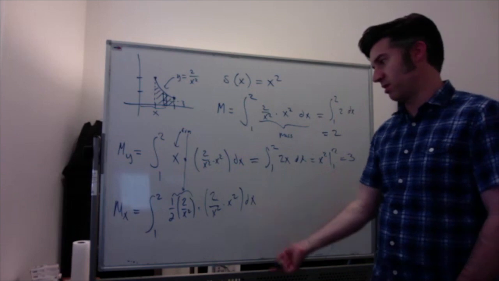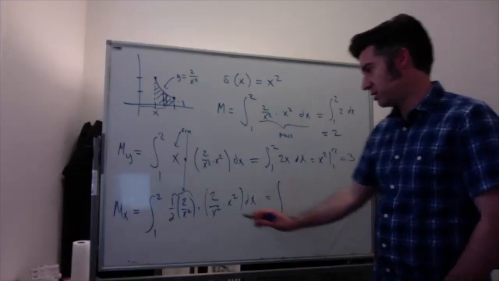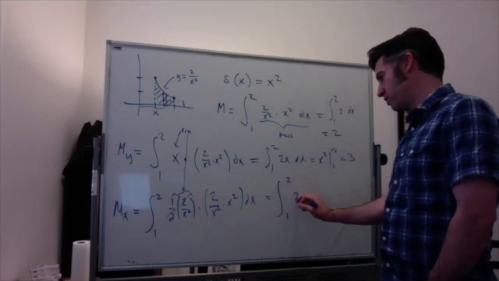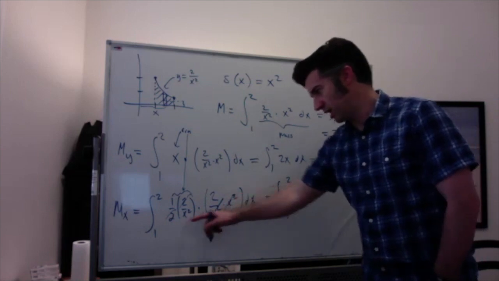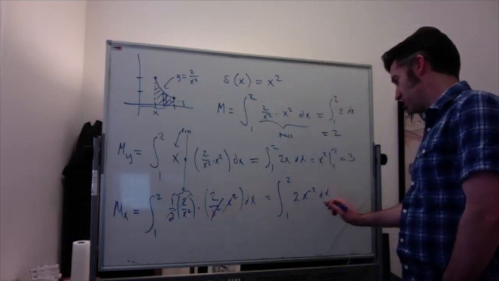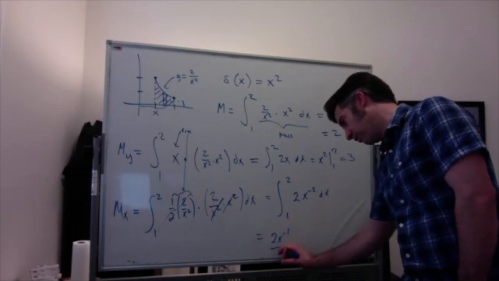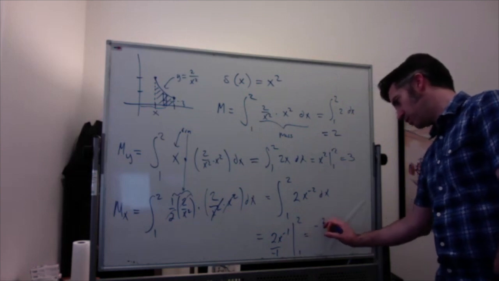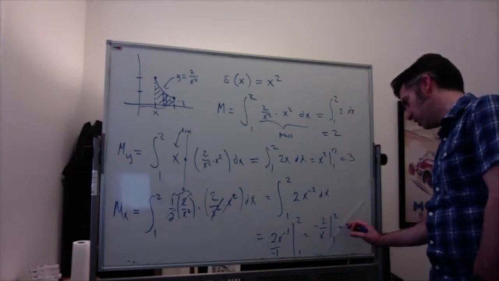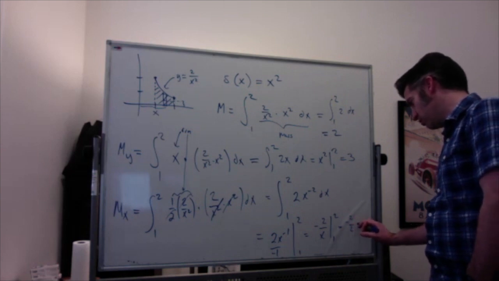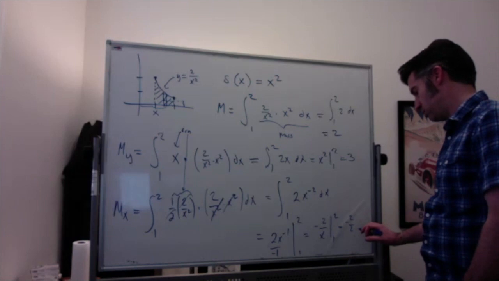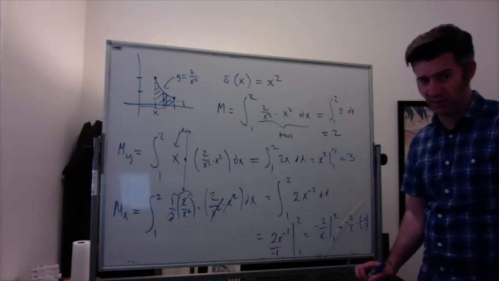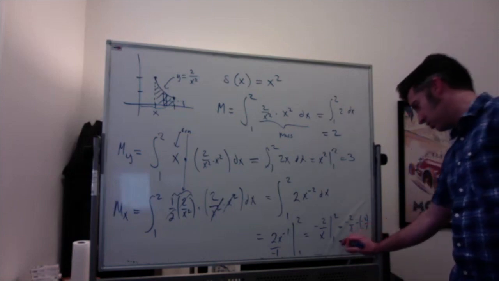And finally, this one's going to be a little bit more work. Let's see. 2 cancels, 2 cancels. So you get the integral from 1 to 2 of 2 times x to the negative 2. So the integral of that is 2x to the negative 1 over negative 1, from 1 to 2, which is negative 2 over x from 1 to 2. So you get negative 2 over 2. Interesting. Minus, okay, negative 2 over 1. I was worried it was going to be negative for a second, which definitely seems wrong. But it's not. It's negative 1 plus 2, which is 1.